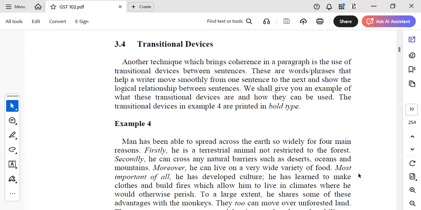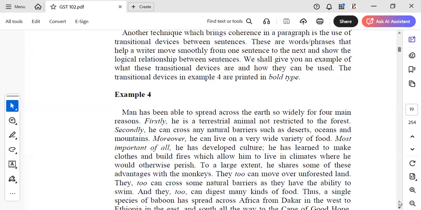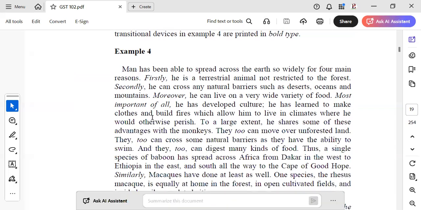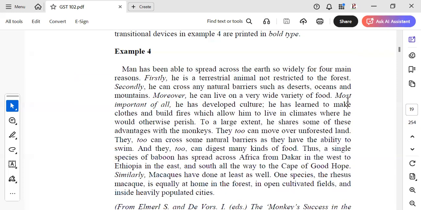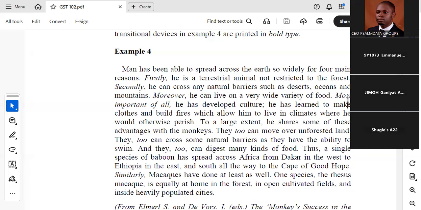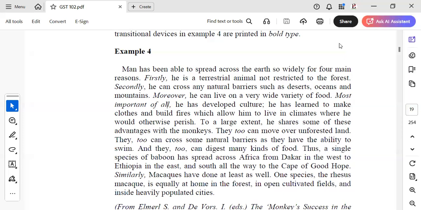Now, I want someone to unmute, or let me call someone. The person will read this paragraph to us, while the others will be pointing out the transitional devices that are there. Oluchukwu Joseph, will you help us with that? This paragraph, we want you to read it while we point out the transitional devices that are used there. All right, over to you. Oluchukwu Joseph, we are waiting for you.